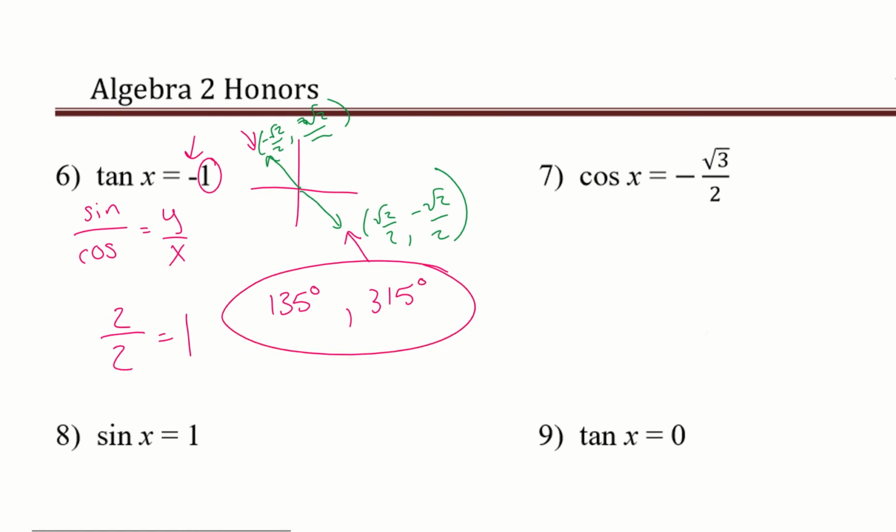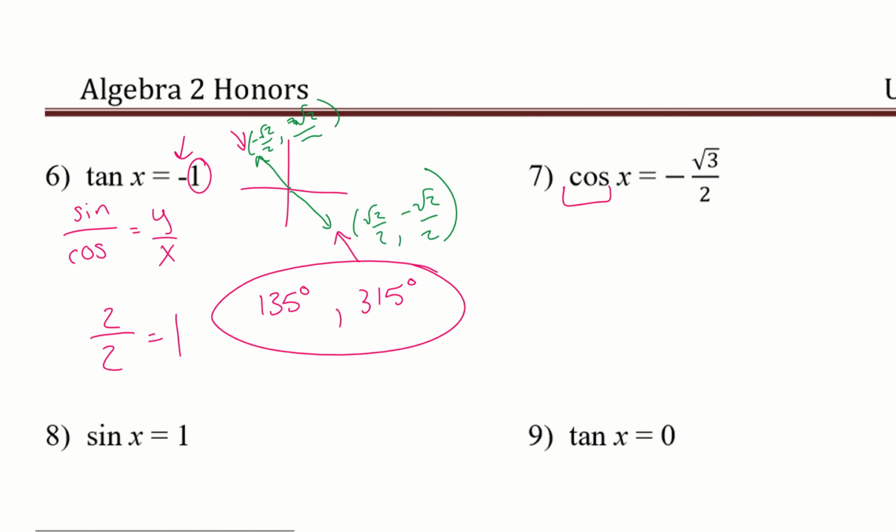All right, let's take a look at cosine. So cosine is x. I see that I have a negative, so it has to be a negative x value, which will be over here off to the left of my quadrants. And cosine, since that is x, I know that it's going to go 3, 2, 1, 1, 2, 3, 3, 2, 1. And I have root 3.